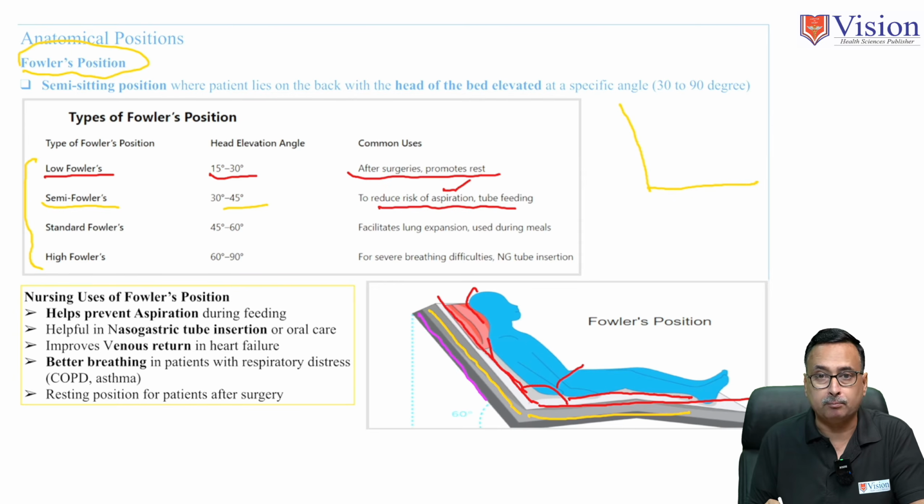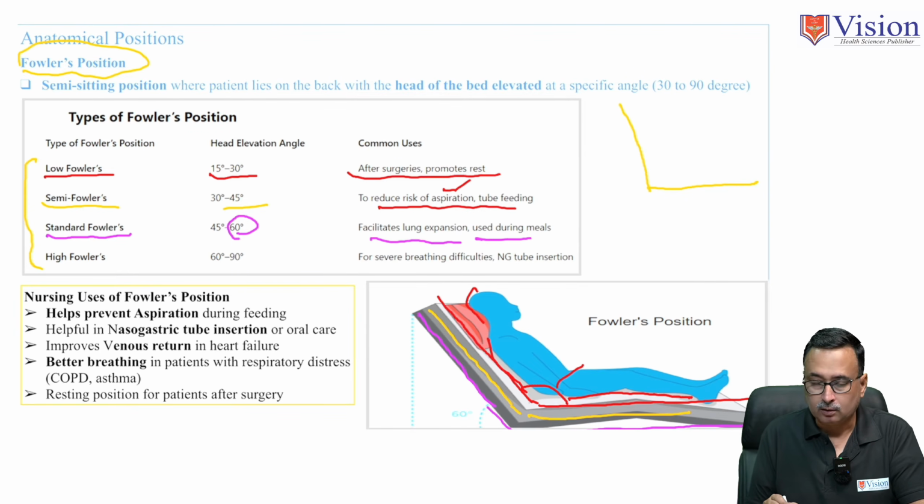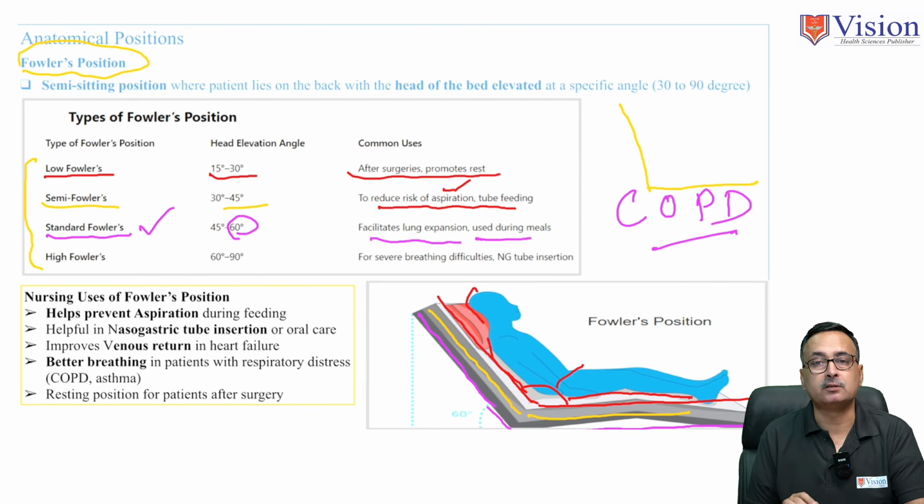The third position is when the angle between the back and horizontal surface is up to 60 degrees. This is called standard Fowler position. This position is helpful during feeding of a patient, and it makes respiration easier for those suffering from respiratory stress, as in bronchial asthma and chronic obstructive pulmonary disorders. The standard Fowler position is advisable.